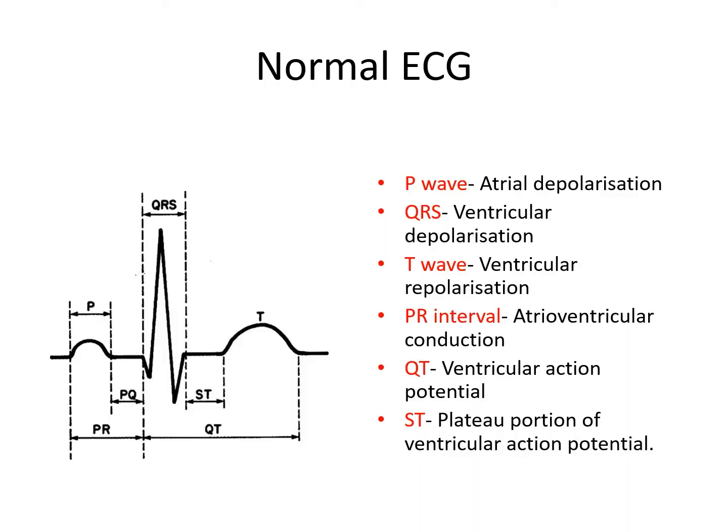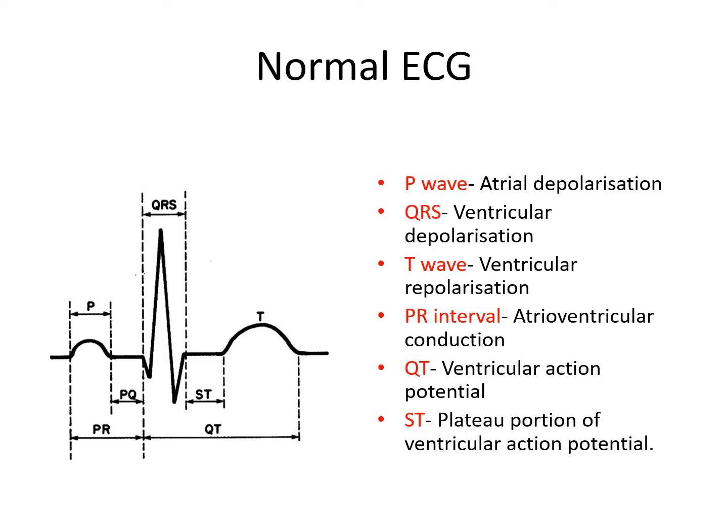Here we can see the normal ECG with the waves, intervals and the segments. So first we'll talk about the waves which are seen on a normal ECG and what they signify. The P wave, which is seen as a positive deflection on lead 2, signifies atrial depolarization. The QRS complex signifies the entire ventricular depolarization and the T wave signifies ventricular repolarization.